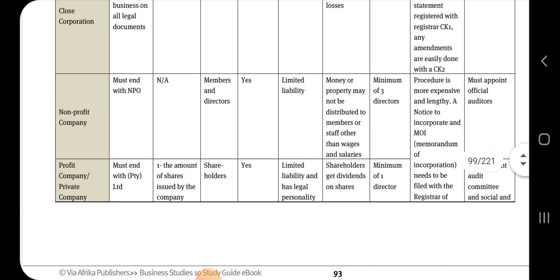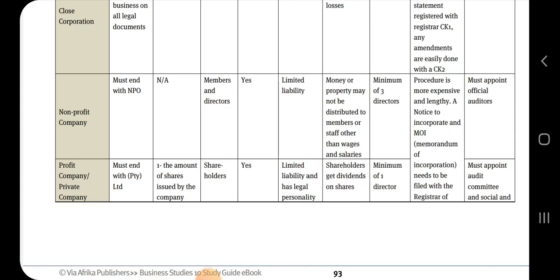And then who shares in the profit. In a non-profit company, money or property may not be distributed to members or staff other than wages and salaries. So they cannot take the profit of the organization. The profit of the company goes into making sure that the community is well taken care of, or whatever they are doing as an outreach is compensated for. So a non-profit company takes care of a need. They are not there to make a profit, but to deliver certain services to people.